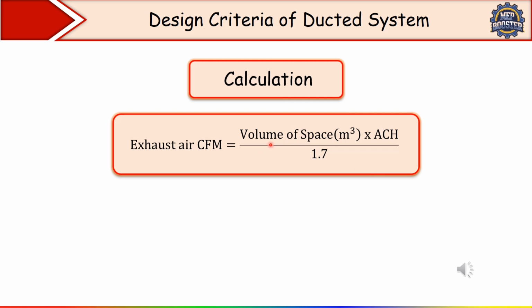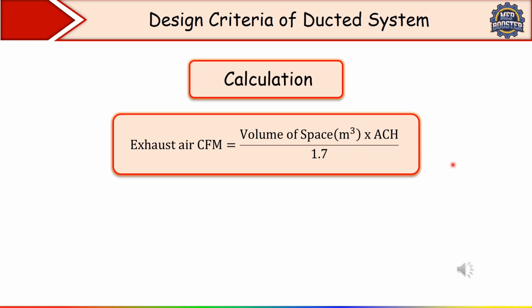Because we need the volume of space in meter cube, remember the unit also. The length, width and height of that room we can easily get from the architecture plan. Then, what is ACH? Air changes per hour. It means in 1 hour how many times we have to change the air to improve the indoor air quality. For that we have an international standard. They will give you how many times we have to remove the air in 1 hour, divided by 1.7.